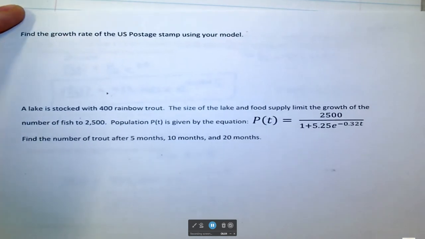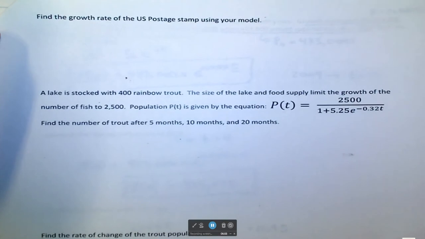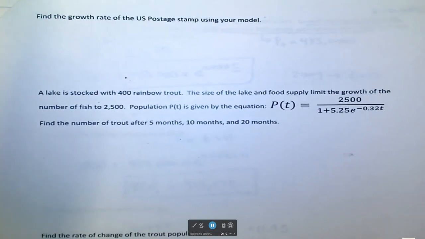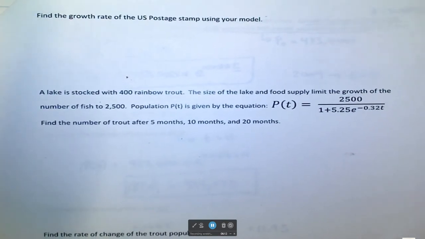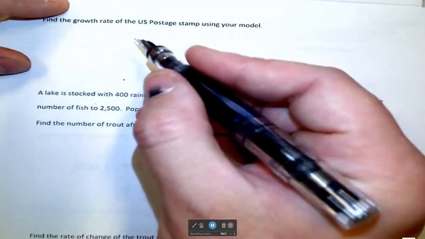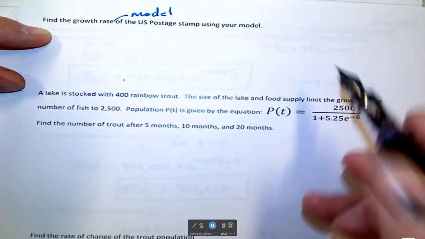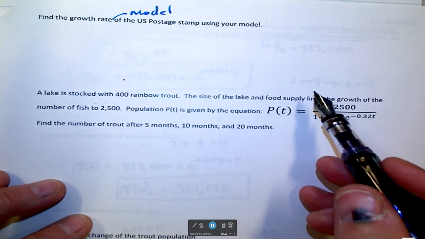Okay, so find the growth rate of the U.S. postage stamp using your model. Okay, and the way this is worded, it didn't come across right. But what they want you to find is the growth rate model of the U.S. postage stamp using your model.